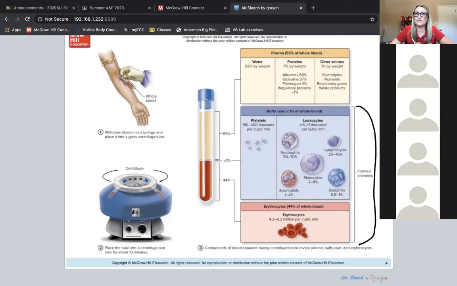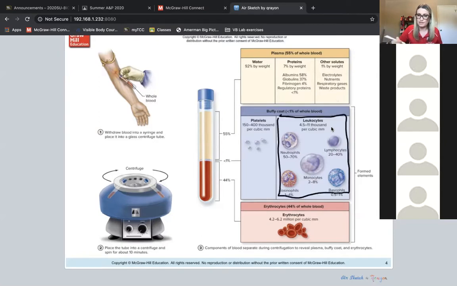So leukocytes, neutrophils, lymphocytes are all cells, right? Yes, that's correct. So this part, okay, these are cells of your buffy coat. Notice I didn't include the platelets there because platelets came from a cell, but these are just fragments of cells.